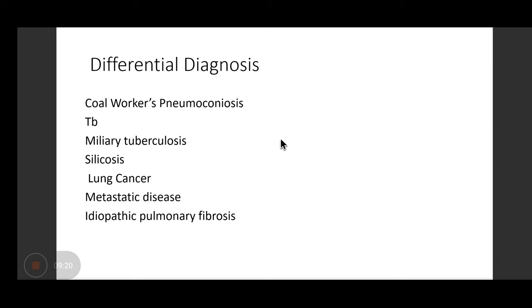The patient can present with cyanosis, clubbing, and what happens in coal workers is usually the upper lobes are affected, but in idiopathic pulmonary fibrosis, bilateral lower lobes, that is basilar consolidations, can be seen. There can also be a history of cigarette smoking and gastroesophageal reflux.